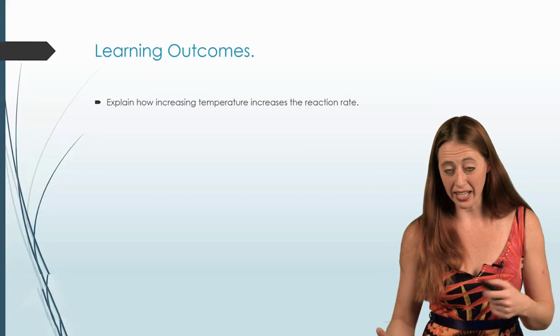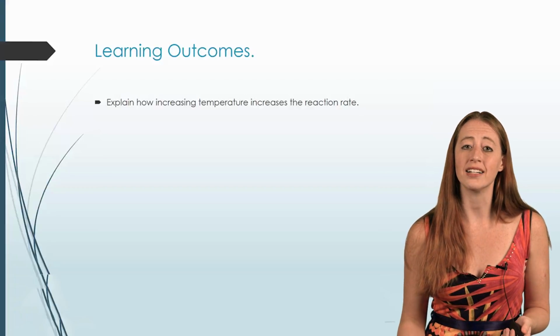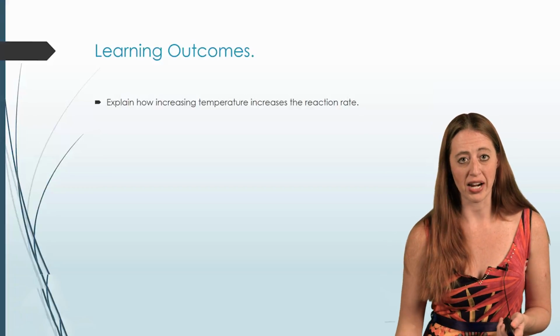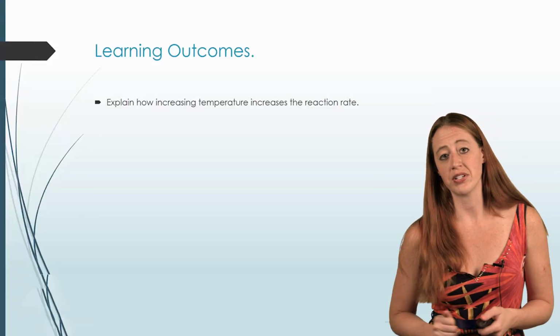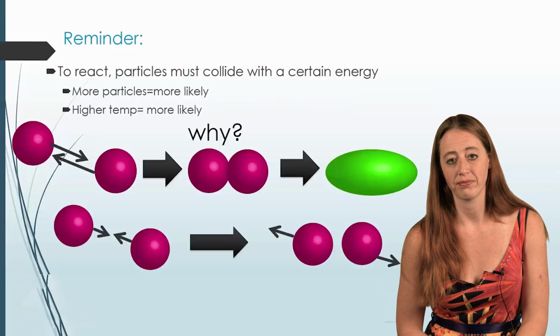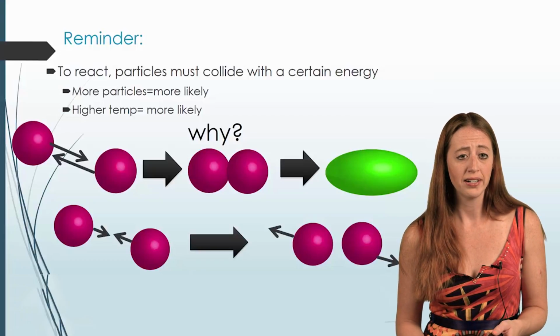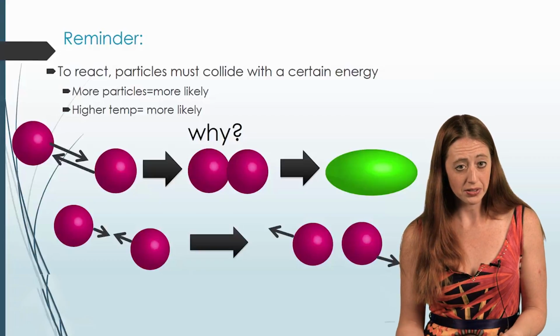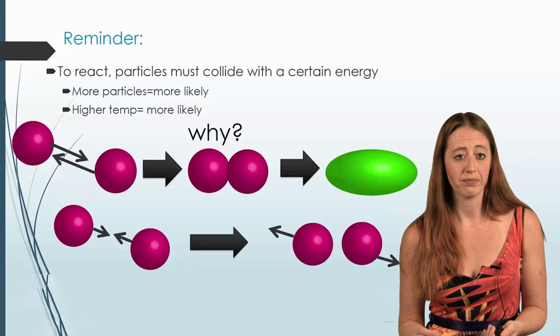So we want to look at the things that we talked about in the last video and focus in on this one idea of why temperature increases reaction rate, especially according to collision theory and with regards to the activation energy. I just want to remind you real quick of what we talked about before: when you're reacting molecules, they have to collide, and they must collide with a certain energy.